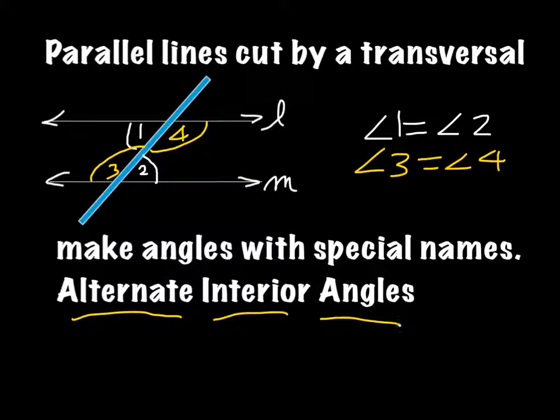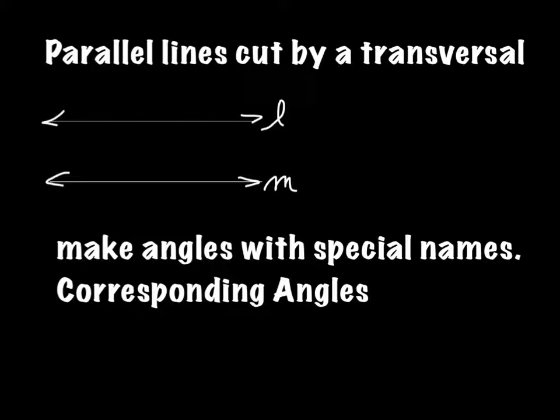They're called interior angles because they are on the inside, in between the two parallel lines. They're called alternate interior angles because one angle is on one side of that transversal and the other angle is on the other side of it. They're alternating. And the same goes for angles 1 and 2. All right, with that transversal, the transversal can also help us find some other special angles.